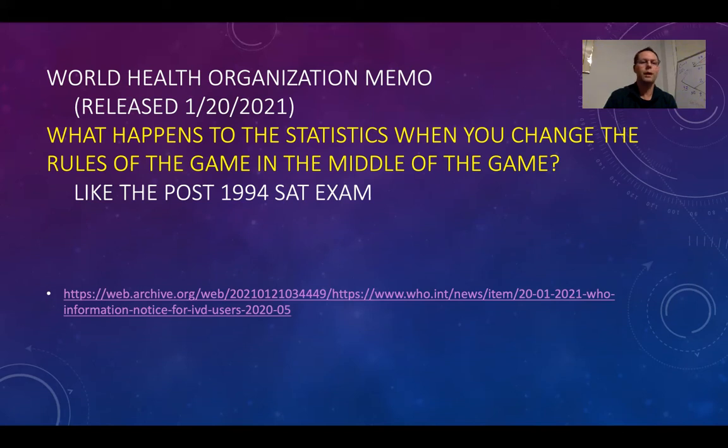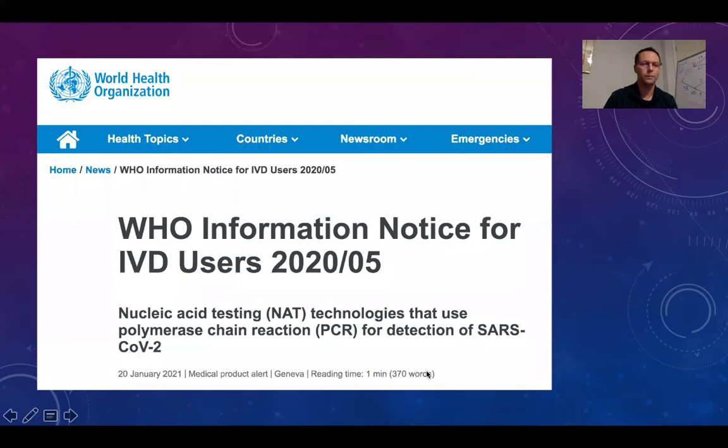So here's what it says in the archives of the World Health Organization. Notice, and I don't understand all of this stuff. I'll just explain a little bit of the things that I noticed. So this is a memo, January 20th, 2021 on SARS-CoV-2.